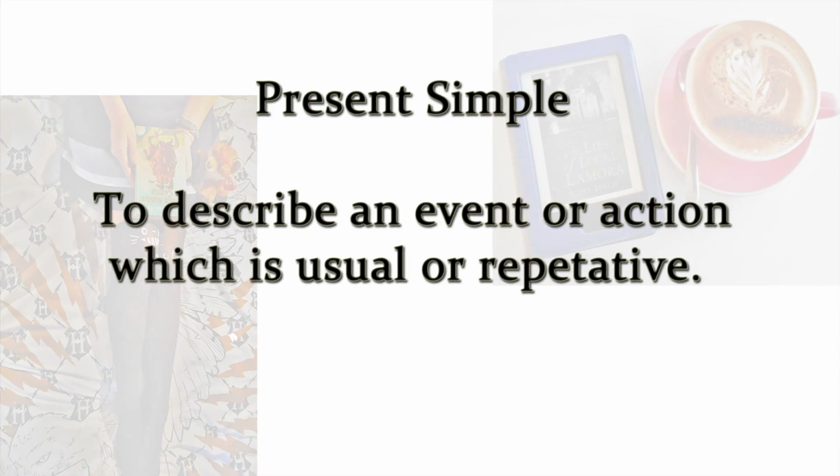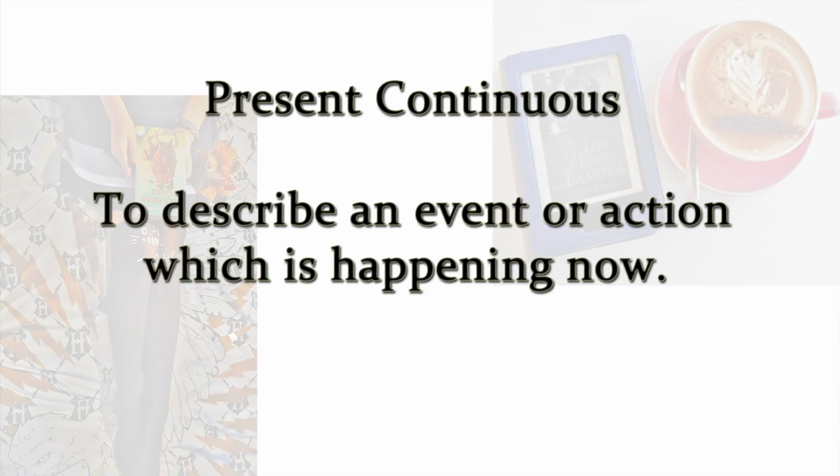Okay, and now let's get back to it. So, number 1, present simple. Present simple is used to describe an event or action which is usual or repetitive. Number 2, present continuous. Present continuous is used to describe an event or action which is happening right now.